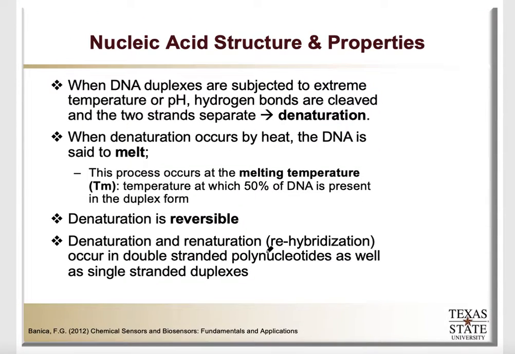All right, continuing on nucleic acid structure and properties. So when DNA duplexes are subjected to extreme temperatures or pH, the hydrogen bonds can be overcome, they can be cleaved, and the two strands separate. And when I say two strands, it could be two completely different strands, or it could be the hairpin configuration that I mentioned before, where a single nucleic acid has folded upon itself. Whenever you break these hydrogen bonds that are keeping the strands together, that is known as denaturation.